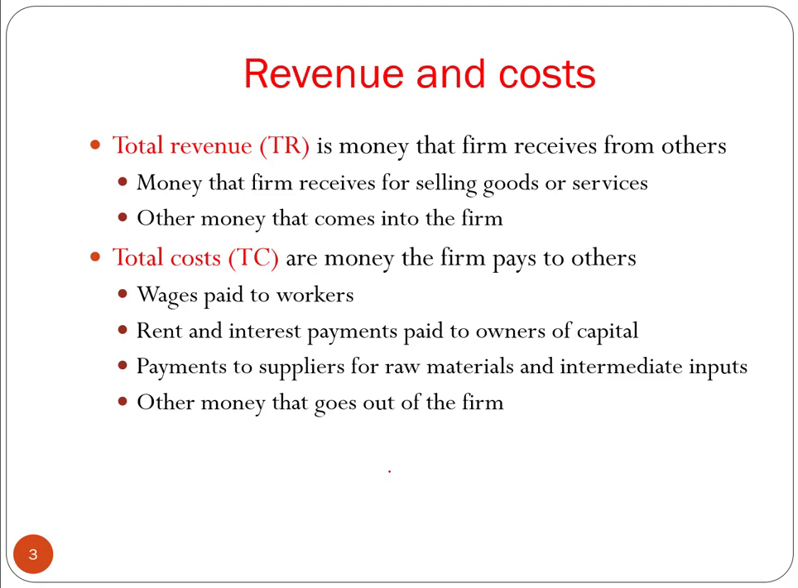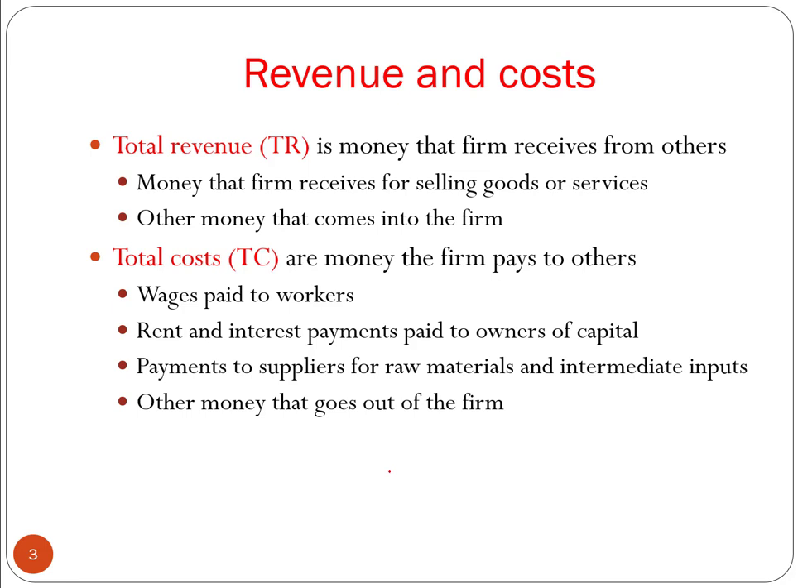So that would be part of the wages, for example, or salaries if the owner earns a salary. Rent and interest payments paid to the owners of capital. Payments to suppliers for raw materials. So if you're a car company, you need to buy glass and steel and radios to make your cars, and that's raw materials, the glass and steel. The radio would be an intermediate input, and then it's really any other money that goes out of the firm.